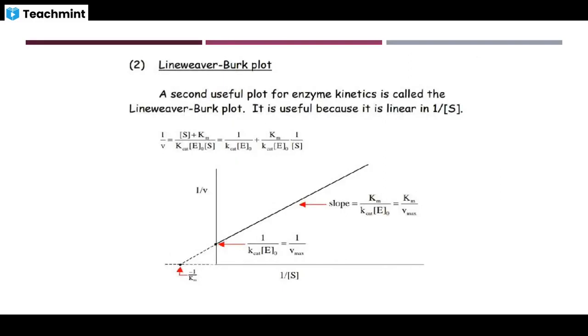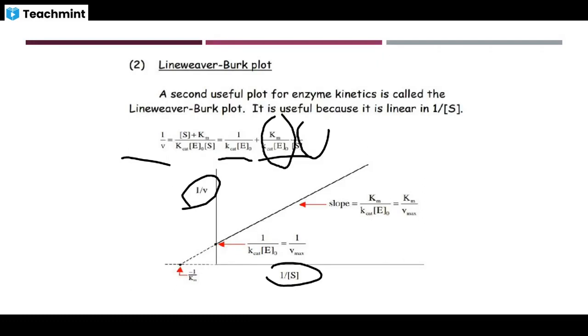Now the Lineweaver-Burk plot. Just take the inverse of the reaction rate equation and separate the equation. So this is y, and x is 1 by S. The slope is Km divided by k catalytic E naught, and this is the intercept, 1 by k catalytic E naught, equal to 1 by Vmax. So here you get a straight line. It is very useful because it is linear with respect to 1 by substrate concentration.